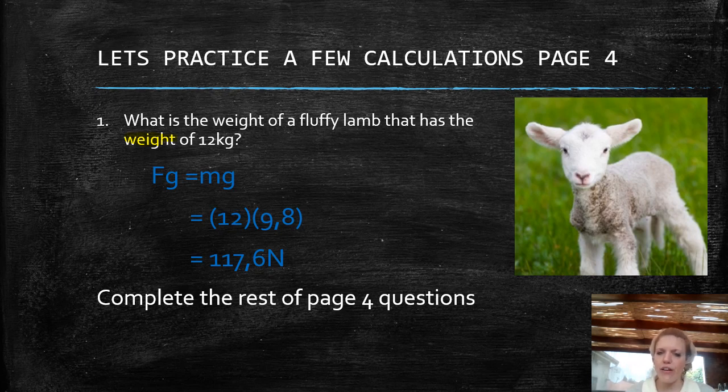What is the weight of the fluffy lamb that has the mass of 12 kilograms? You're going to apply the weight formula, which is Fg equals mg. You're going to take 12, multiply it by 9.8 because we're here on Earth, and you're going to get 117.6 newtons. How many marks is something like this worth? 3 marks. You get a mark for the formula, a mark for the substitution, and a mark for the answer. Grade 9s, if you don't put the unit in, we minus a mark.